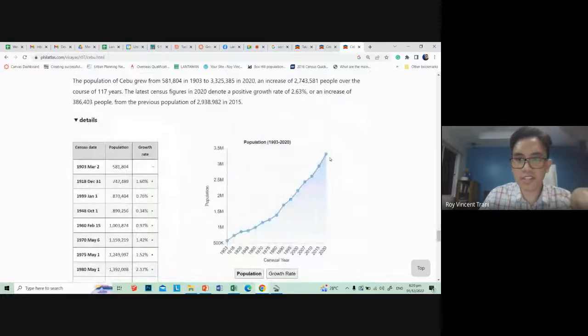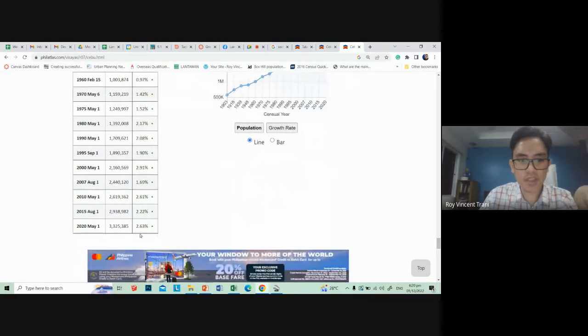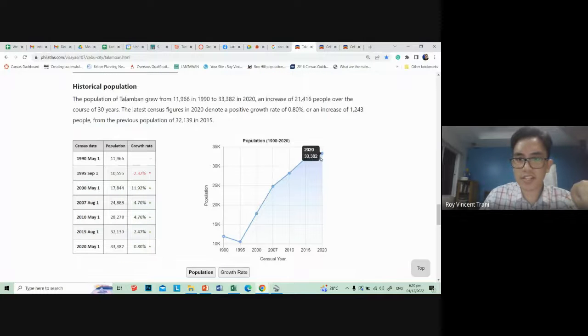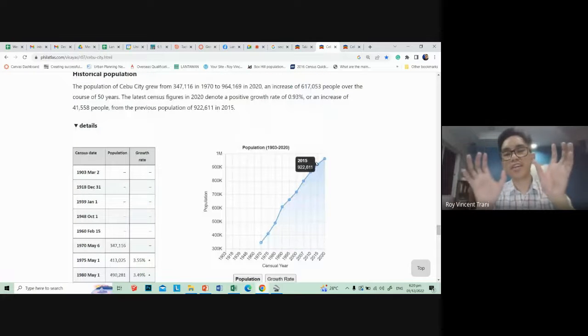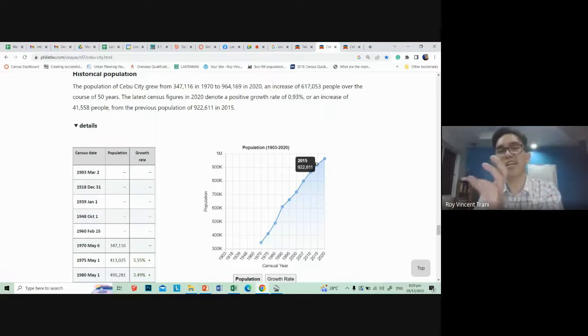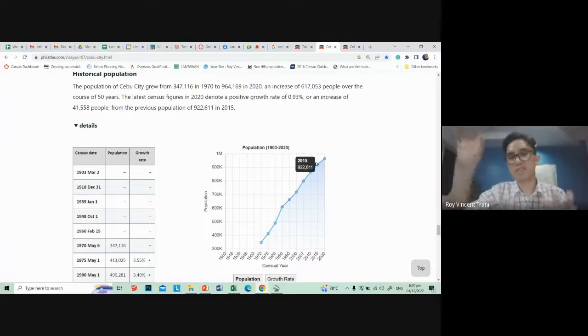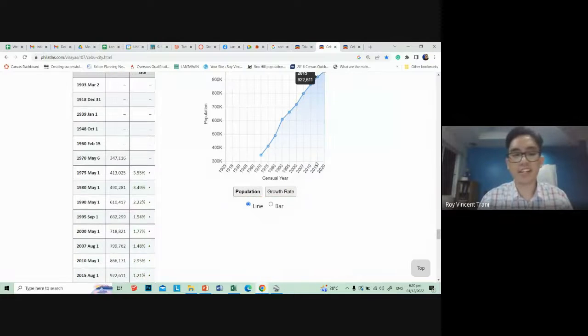So Cebu province is now at 3.3 million people with a growth rate of 2.63. Compared to Talamban, it's no, not Talamban. That's compared to Cebu City. So it's either province and city or city and barangay. If you compare barangay to province, it's not very accurate. The barangay is so much smaller compared to the province. It's much better if you compare things that are closer in scale.